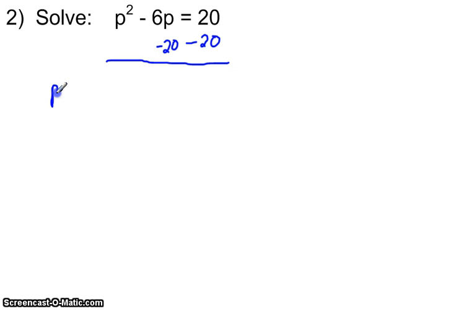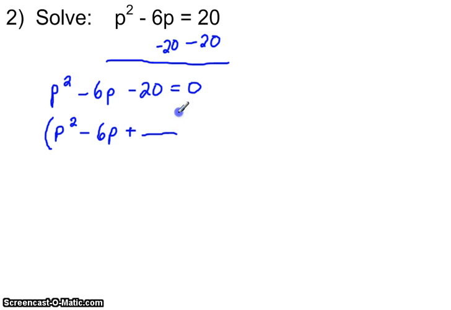So we're going to get p squared minus 6p minus 20 equals 0. Again, I'm going to put the p squared minus 6p plus a blank, minus 20 minus the blank is equal to 0. Half of negative 6 is negative 3. Negative 3 squared gives me positive 9. So 9 is going to go in both my blanks.